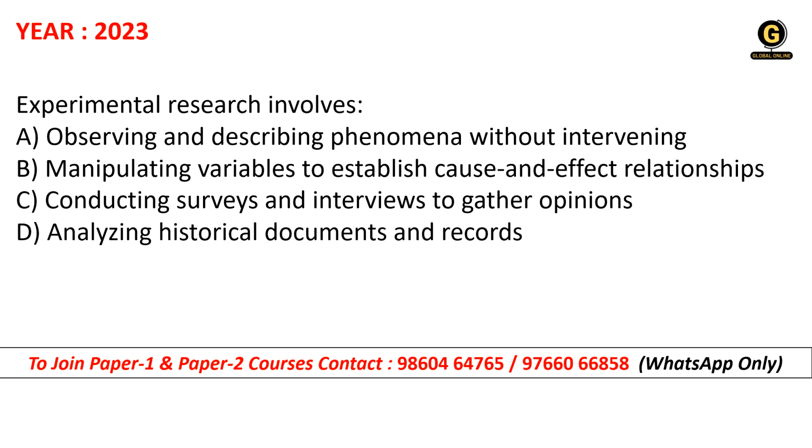Experimental research involves, now this is a 2023 examination question from research aptitude. Experimental research involves observing and describing phenomena without intervening, manipulating variables to establish cause and effect relationship, conducting surveys and interviews to gather opinions, analyzing historical documents and records. So right answer is option B. Okay, option B is the correct one. That is manipulating variables to establish cause and effect relationship. That is your experimental research.